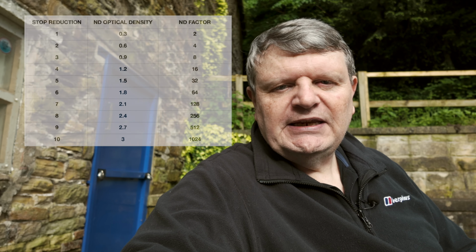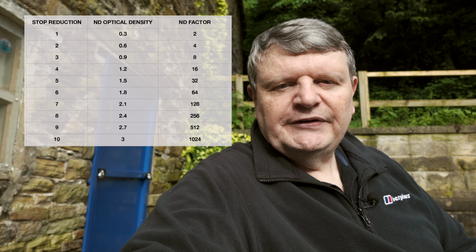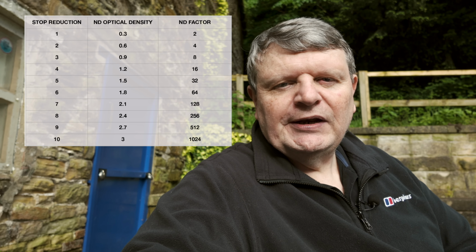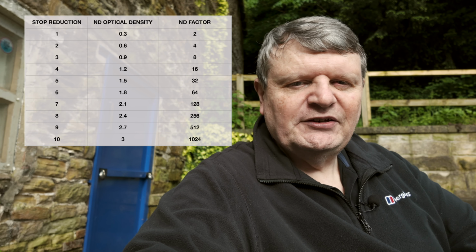ND filters are really useful tools to have. Their primary use in photography is to reduce shutter speed, and you use them for ethereal landscapes, the motion of water, the motion of clouds and stuff like that. They are graded by the number of stops of light that they actually reduce. 0.3 is 1 stop reduction, 0.6 is 2 stops reduction, 0.9, 3 stops reduction, etc.